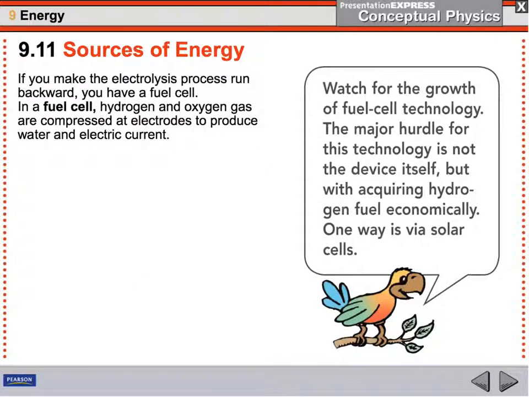If you make the electrolysis process run backwards, you have a fuel cell. In a fuel cell, hydrogen and oxygen gas are combined at electrodes to produce water and electric current. And this electric current is what you can then use to run things.